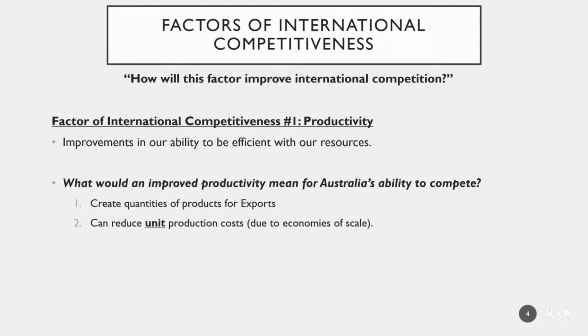And so if we are improving our productivity, what that allows us to do is create greater quantities of exports. And if you think about the economies of scale, where the average cost of production per unit is going to decrease as we scale up our production levels, this means that our real unit costs of production are going to decrease as well, allowing businesses to drop their final prices, which then allows us to gain a competitive edge.